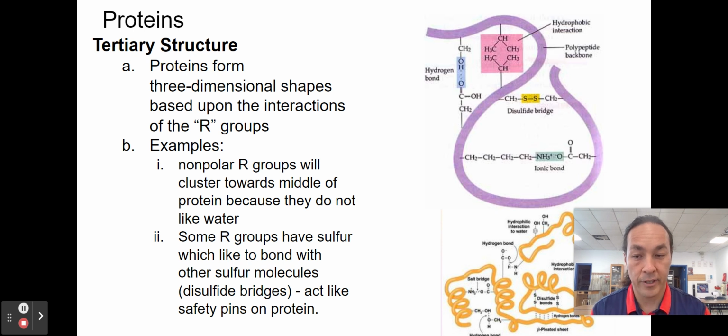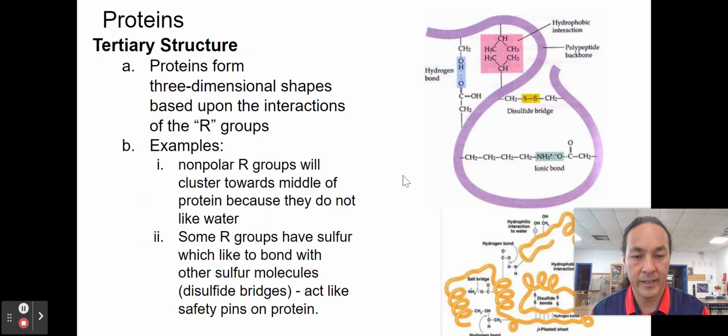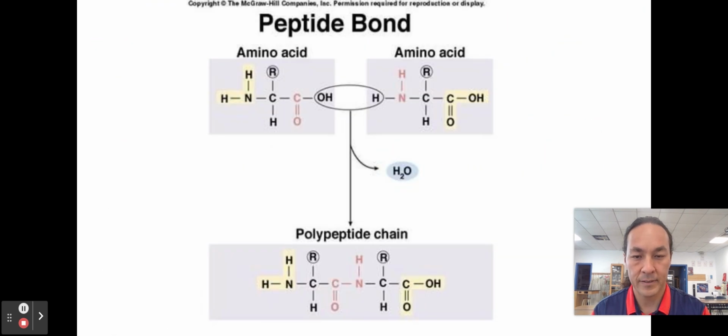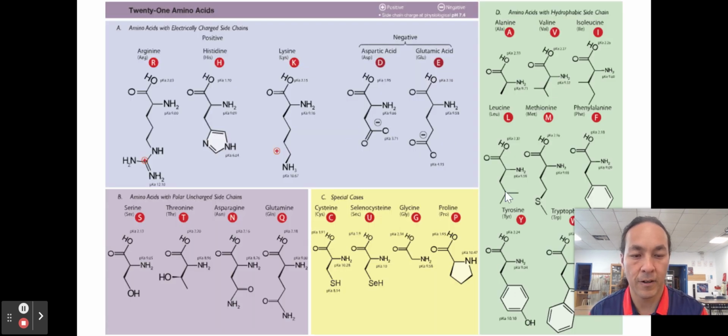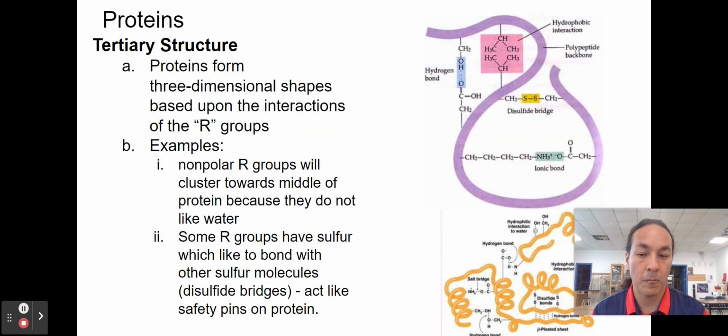In tertiary structure, the R groups start interacting. And so the R groups were the part that is different for each amino acid that hangs down, right? And so, back here, here's the R group. Here was a picture of the 20 different R groups. Well, R groups that are polar will like water, and they'll go towards the outside of the protein. R groups that are nonpolar don't like water, and they will go towards the inside of the protein because our body is a watery environment, and so the proteins are made in water.